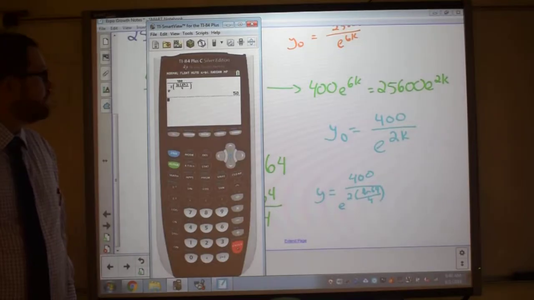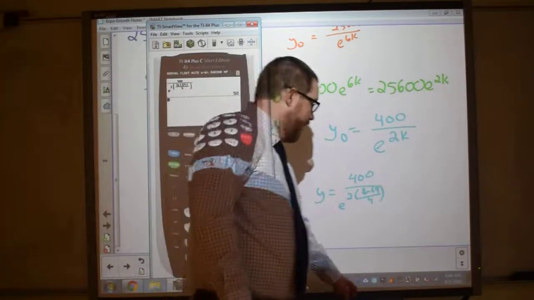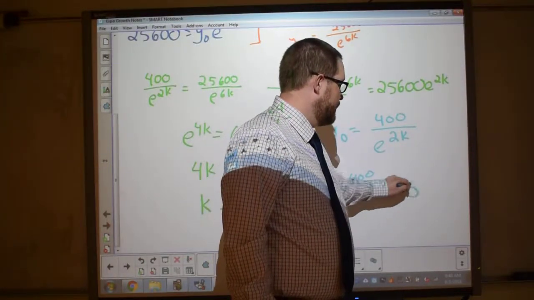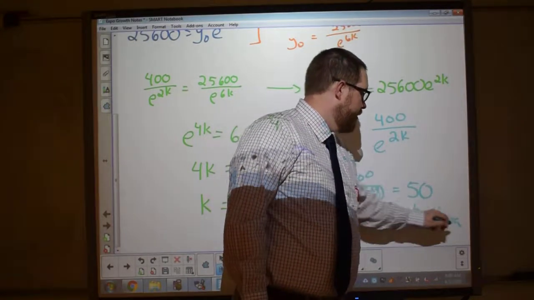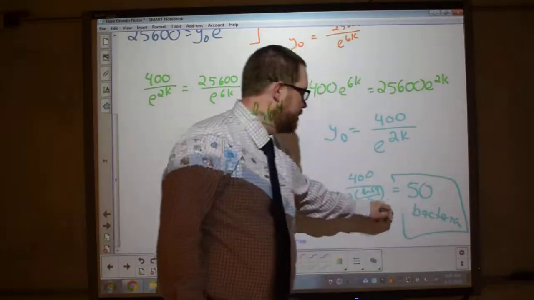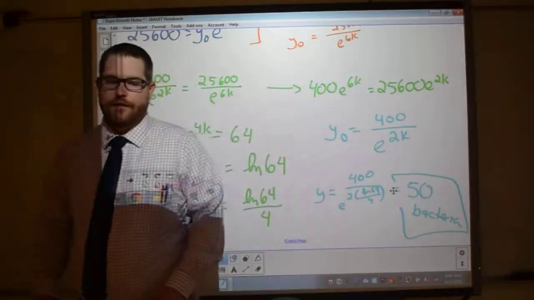Hit enter, and you get 50. By not rounding, I got an exact answer. It means that at time equals 0, there were 50 bacteria. This experiment started with a population of 50 bacteria.